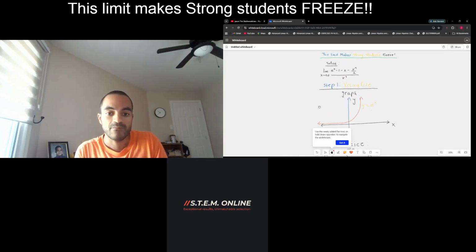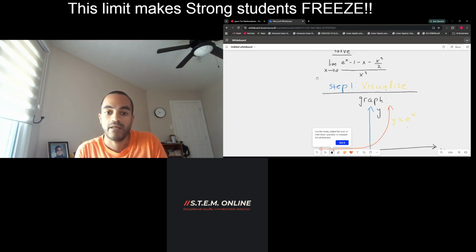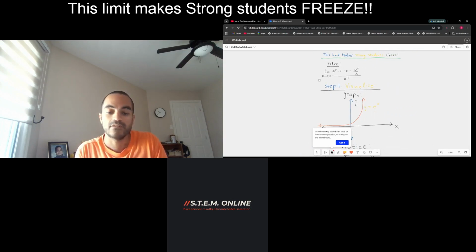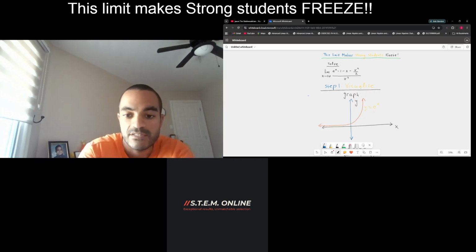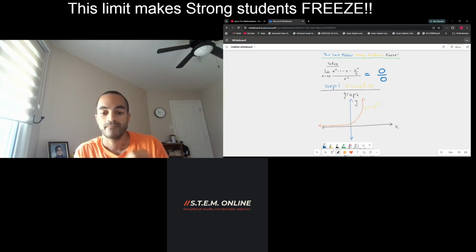And when people look at this limit, the first mistake that they make is they input x approaches 0 into the fraction. If you put x approaches 0 into this, you are going to be wrong 100%, because this will give you 0 over 0. You can't have that happen. You'll get an indeterminate form.